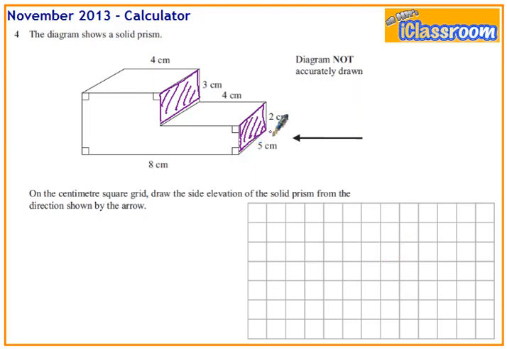So where this is 5 centimetres across, I know that the base of my drawing needs to be exactly 5 squares across. Where this was 2 centimetres tall, this here needs to be exactly 2 centimetres tall. Where this is 3 centimetres tall, this here needs to be exactly 3 centimetres tall. And obviously this would be far better if I had drawn with a ruler.